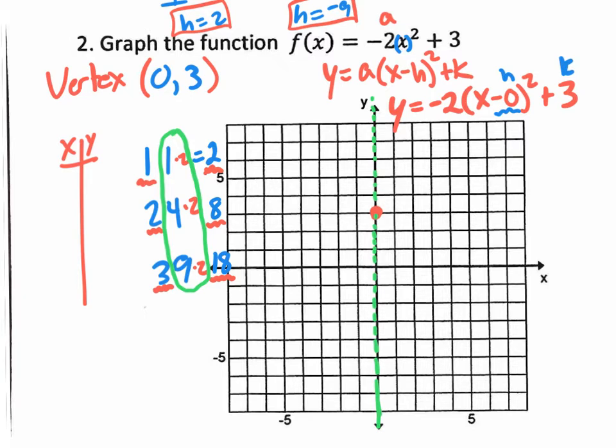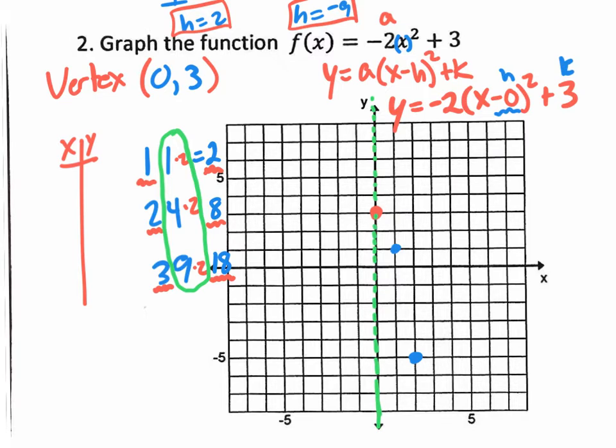So our pattern is 1 over and 2 down. Why down? Because the A value is negative. So 1 over, 2 down. Let's put a dot right there. Let's go back to the vertex and let's go 2 over, 8 down. 2 over, 1, 2, 3, all the way down here, 8 down. It'd be right here. And of course, 3 over 18 down is going to be off the graph. I don't have to do it.